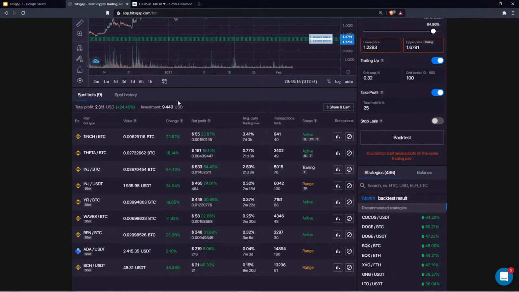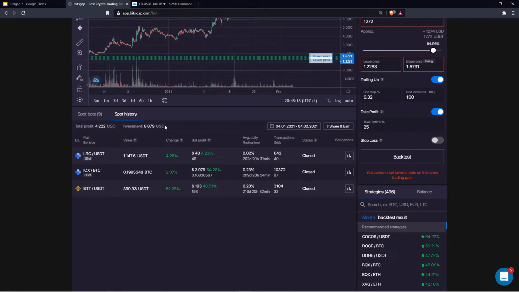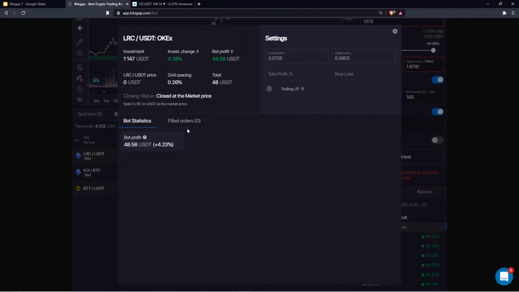We also have the spot history. Like, here you can see the results of your closed bots. You see they are closed. So this is what was the investment change right at the time when I closed the bot. So when was the last trade made here? Actually, I don't see it. Okay.